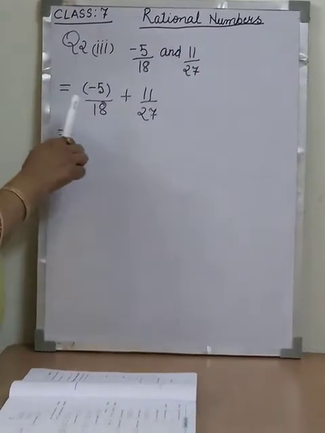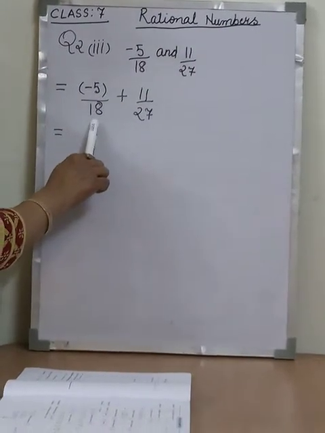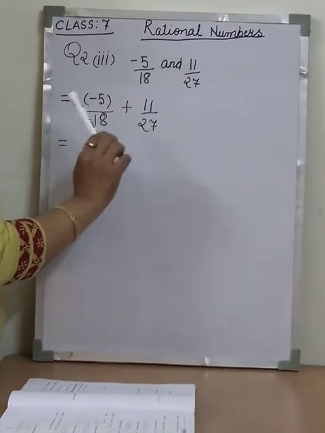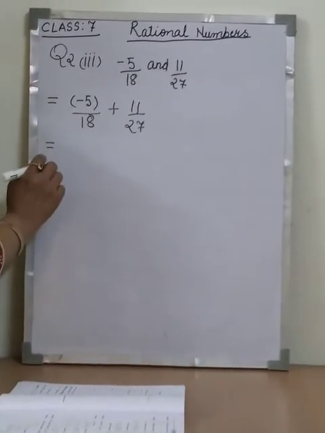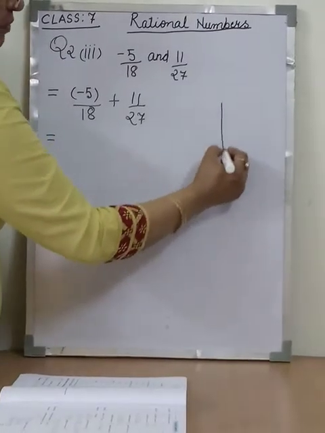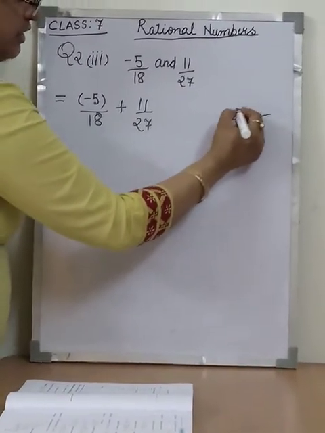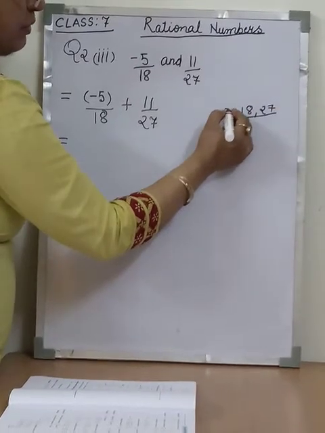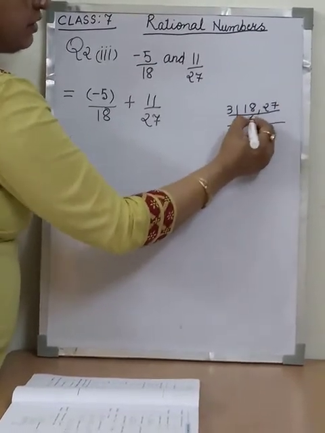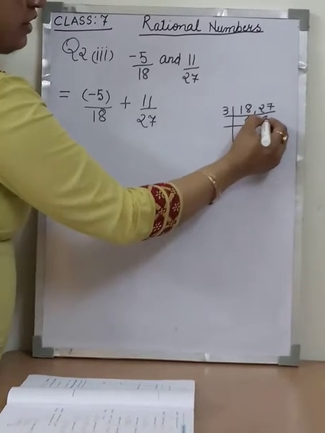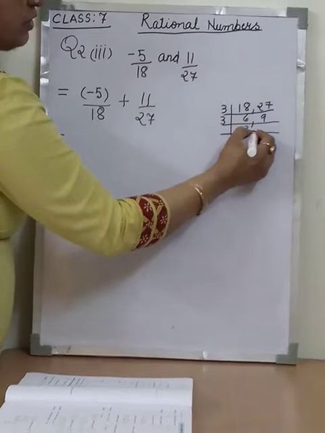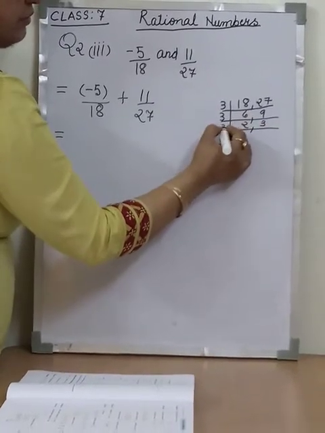Now firstly we check the denominator. Here the denominators are 18 and 27. Two different numbers in the denominator. So firstly we find the LCM. You all know very well how to find the LCM. 18 and 27, both are divisible by 3. 3 sixes are 18, 3 nines are 27. Again with 3. 3 twos are 6, 3 threes are 9.